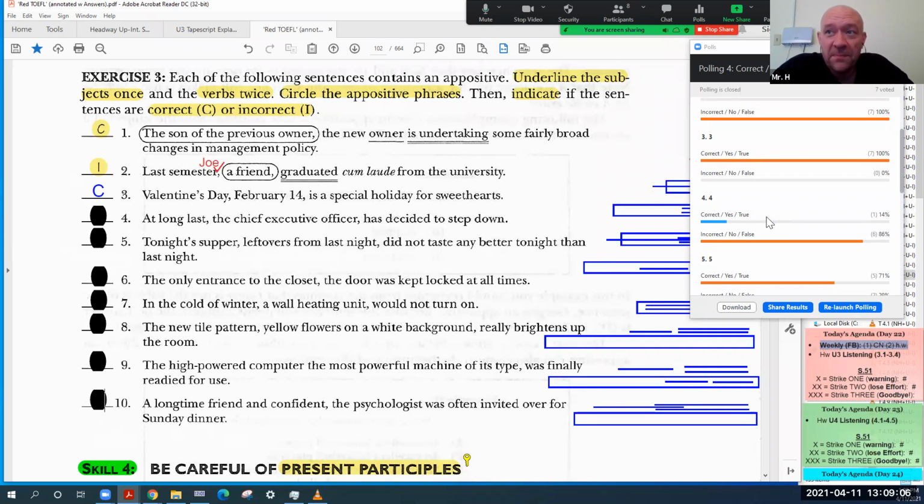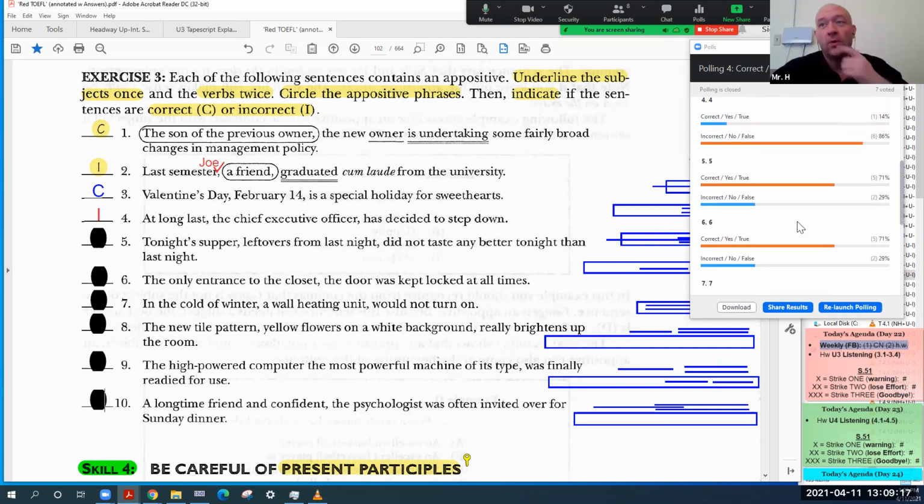Houston, we have a problem. Somebody said it is correct, but most of you said it is incorrect. Yeah, this is incorrect. Number 5. Oh, we have a bigger problem than number 5. Two of you said it's incorrect.